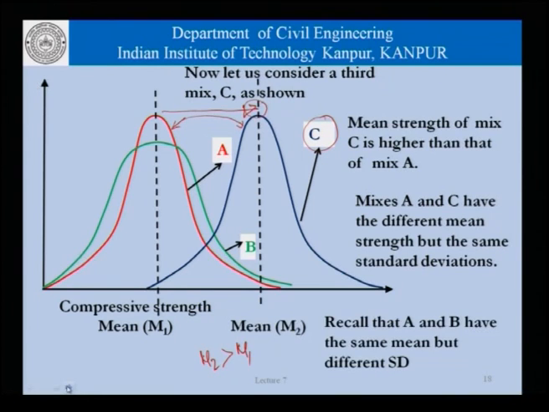We should recall that we have already discussed enough in stating that A and B have the same mean but different standard deviations. That is, as far as A and B is concerned, and now we are comparing A and B with C, and that is what we get from here.